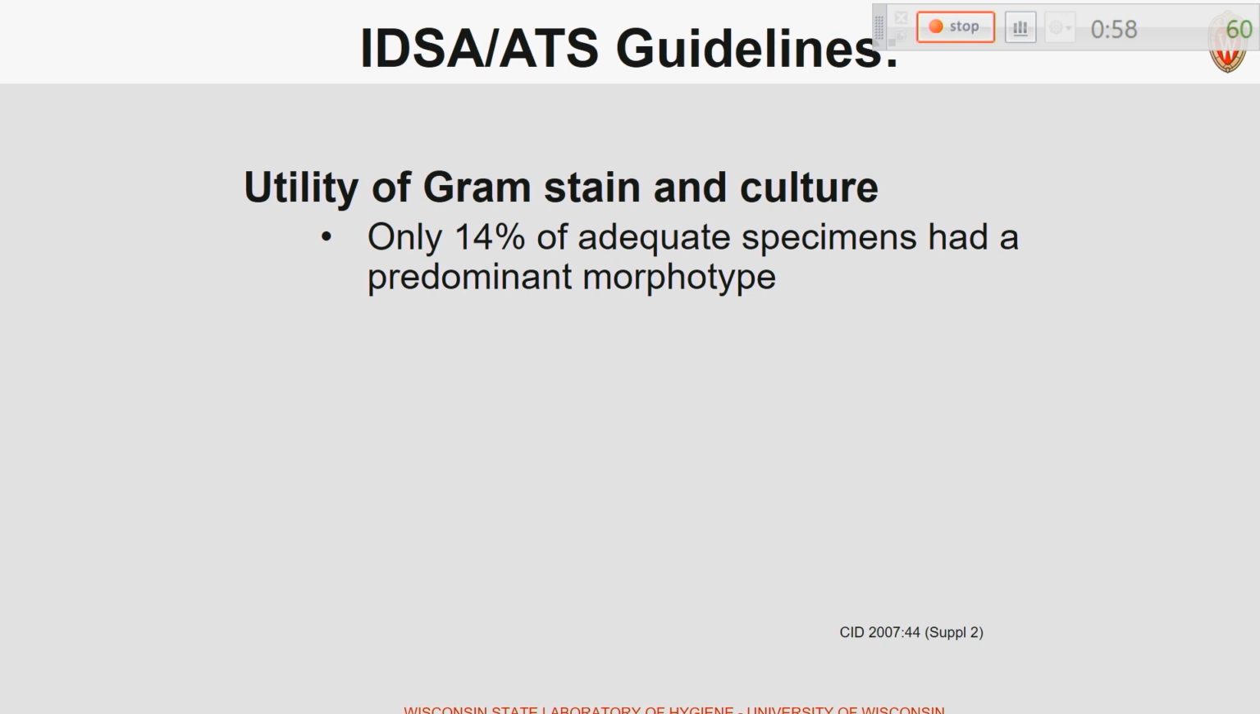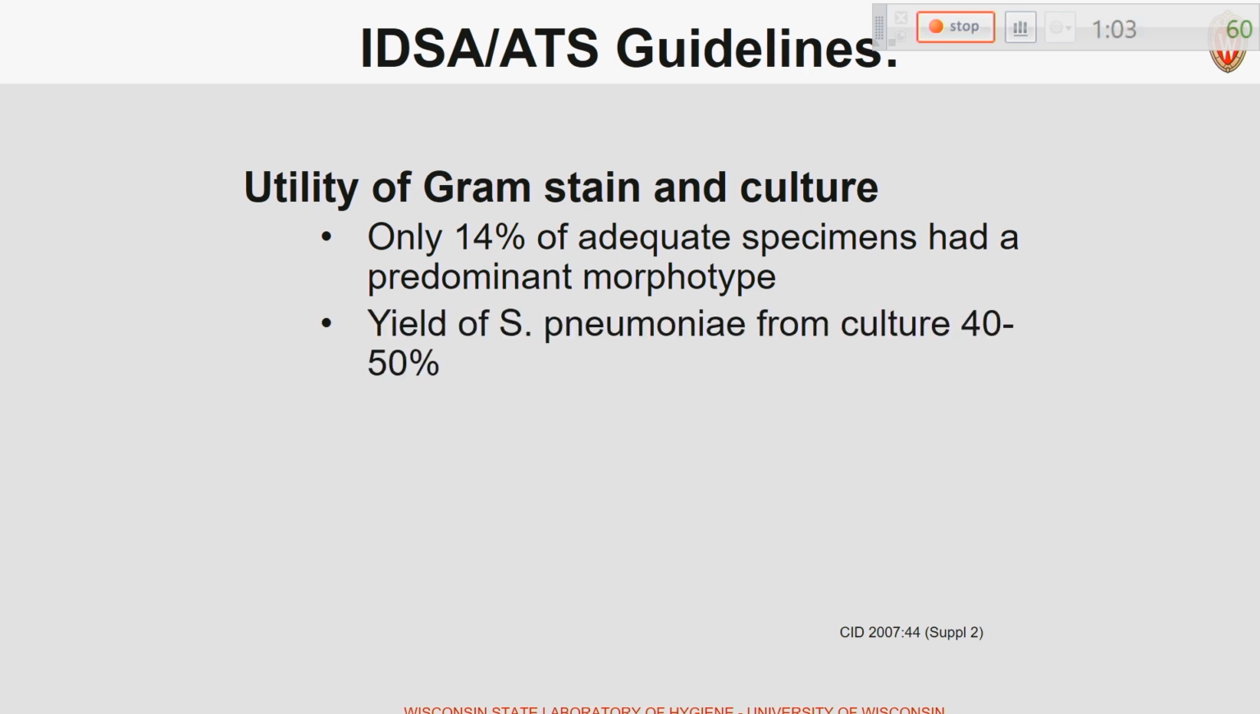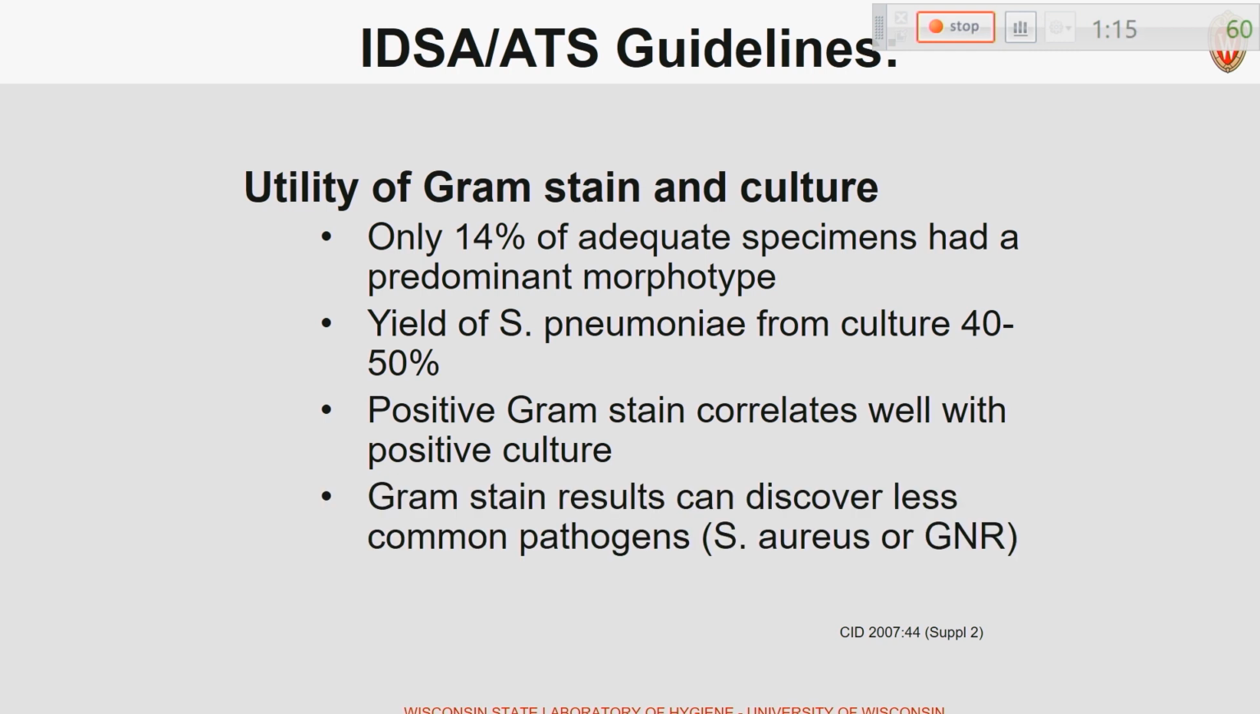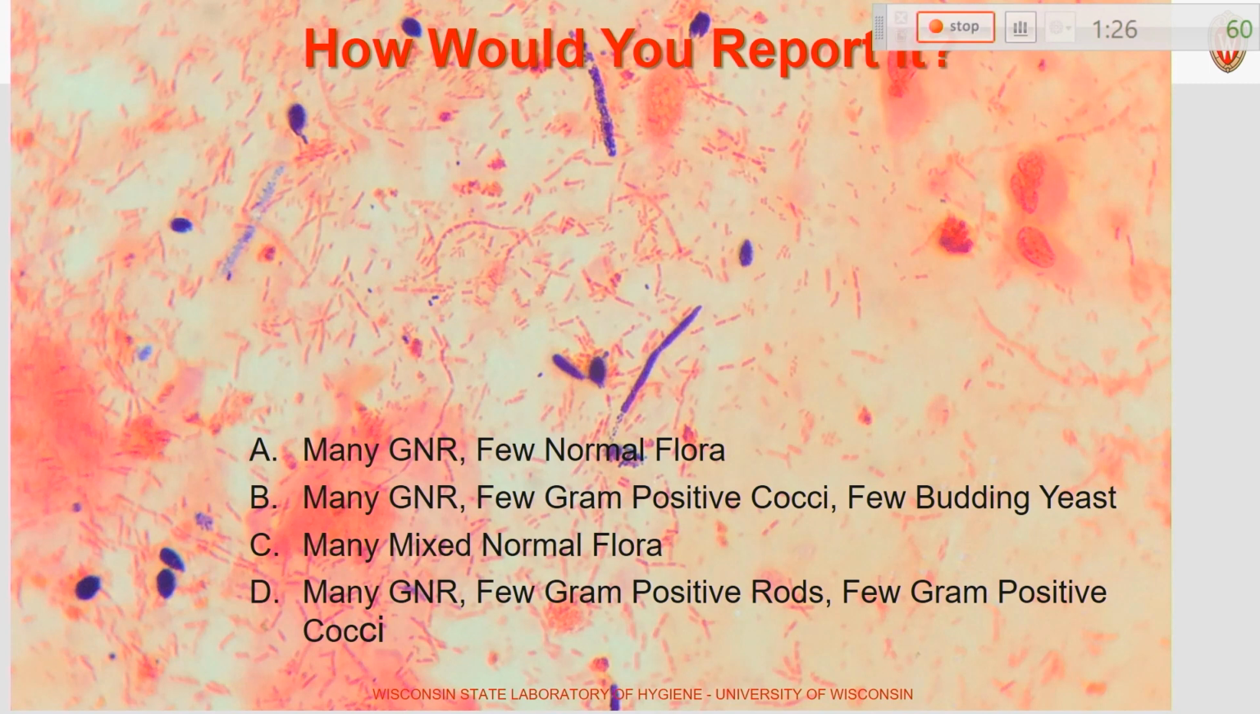Utility of Gram stain: 14% of adequate specimens had a predominant morphotype. Again, yield of Strep pneumoniae from culture is only about 40 to 50%. And a positive Gram stain correlates well with a positive culture, right? What you're seeing in the Gram stain is what you should expect to see in culture. And one of the other benefits, potentially, of a Gram stain is it can discover less common pathogens when you're looking at those morphotypes.